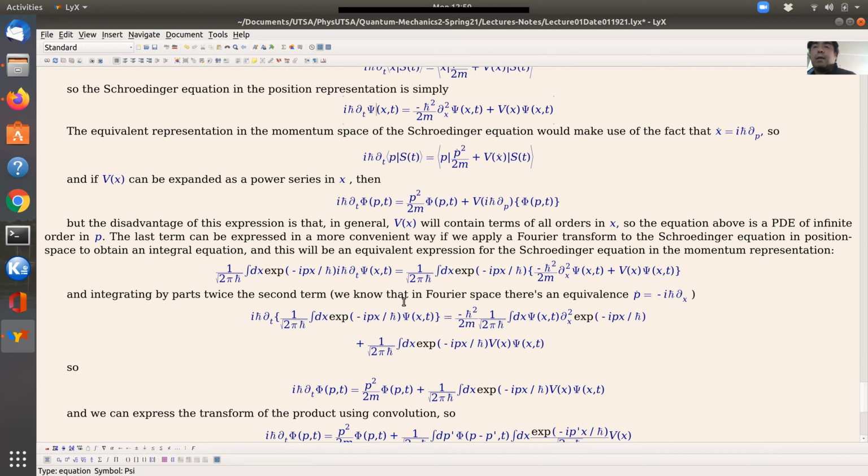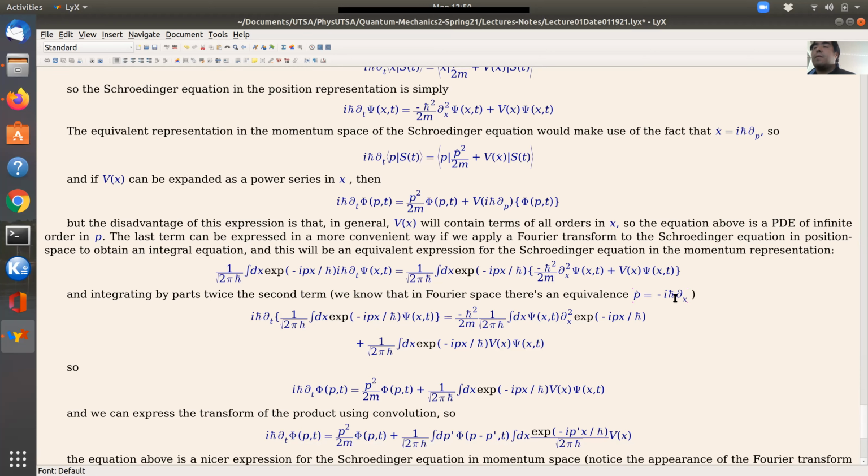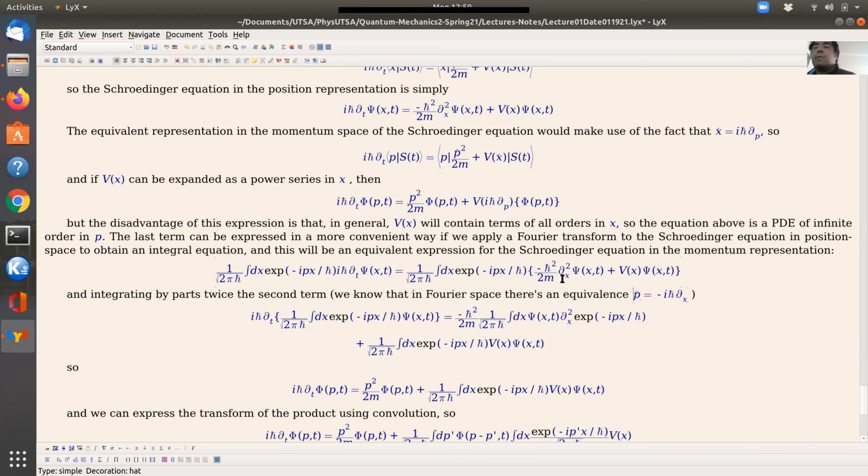Then let's say that you integrate by parts twice this term. And this is the nice thing: in Fourier space, there's an equivalence between the partial derivatives with respect to X, with of course a factor, and the momentum representation. So first of all, you can take out the time operator over here, because there is no effect since you're taking an integral in X. Everything else is not time dependent, like the exponential or the constants. So that's one step ahead.